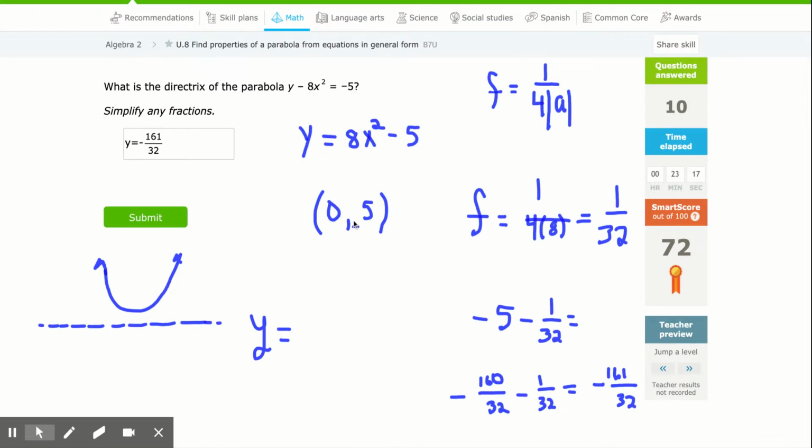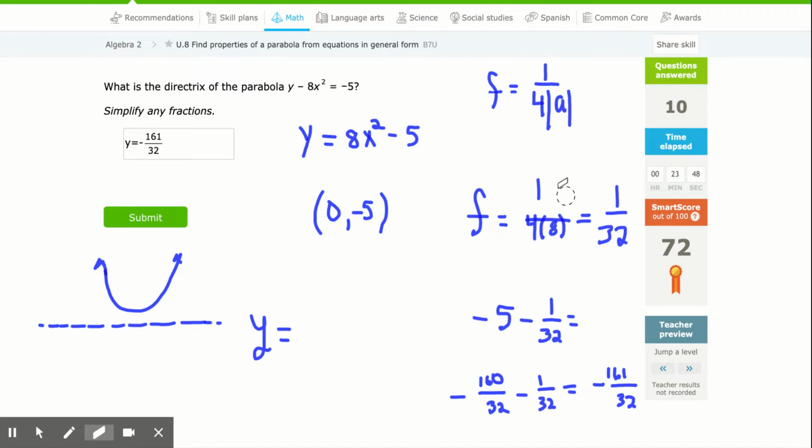Now in this problem, we're asked to find the directrix, and it's been a while since we've talked about the directrix of a parabola or its focal point. The directrix and the focal point are found by this focal length that's above and below the vertex. So the first thing I have to do is take the equation that I'm given, put it in vertex form, and find the vertex, which is 0, negative 5. So the vertex is 0, negative 5.